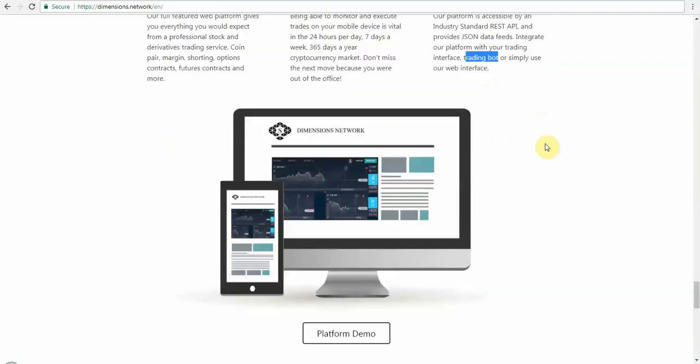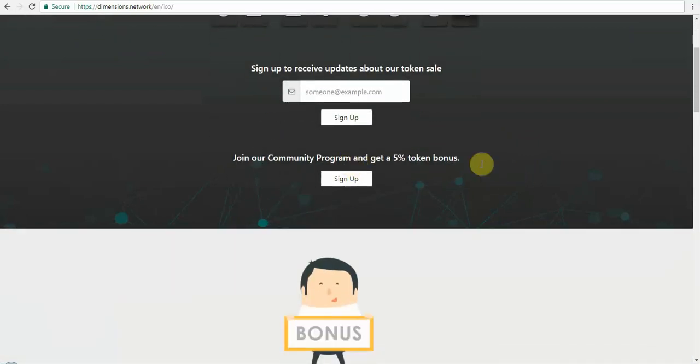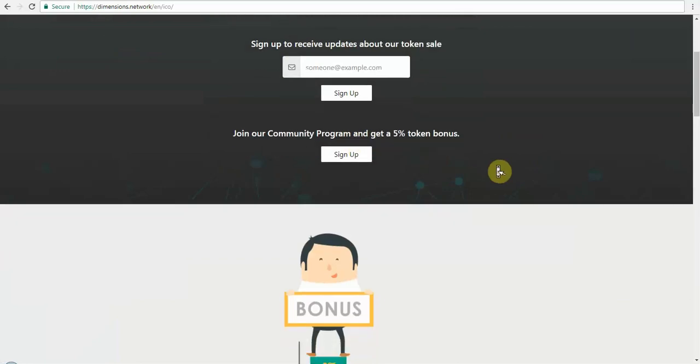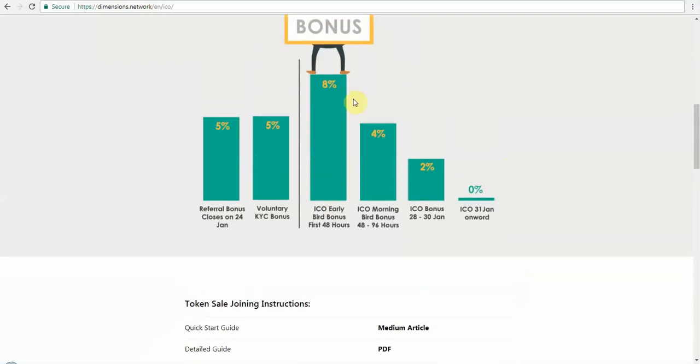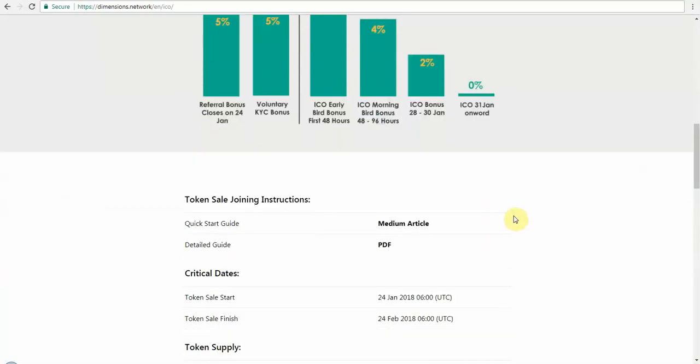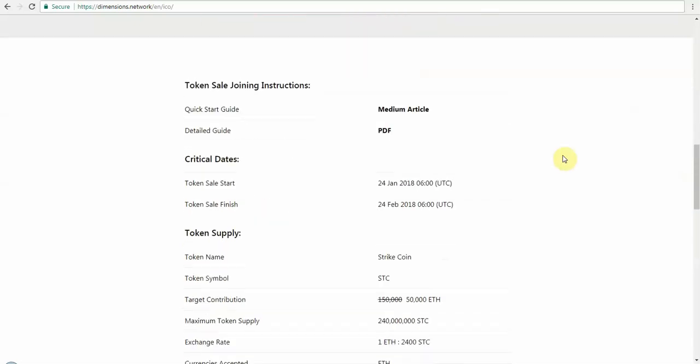Okay, let's go to some other section now. So let's go to token sale, which is going to start in 2 days, which is 24th of Jan. If you join the community, you get a 5% token bonus, and when the ICO starts, initially you get an 8% bonus, and then that reduces to 4%, to 2%, and from 31st Jan onwards, you will not get any bonus. So if you are interested in this project, do your assessment and get involved as soon as possible.